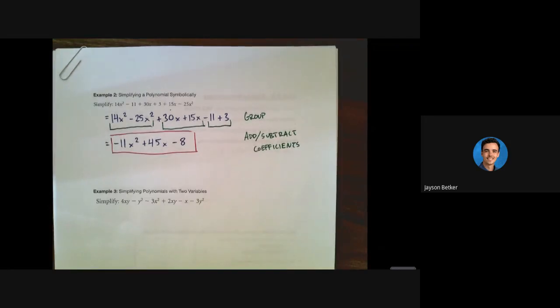Maybe circle it. Put a square around it. Stay in that habit. Negative 11x squared plus 45x minus 8. Got one more example here. Simplifying polynomials with two variables. This seems like it's going to be a lot trickier, but it's really the exact same steps. Grouping like terms and then combining them. So grouping them, combining the like terms, and what I mean by that is adding or subtracting the coefficients.